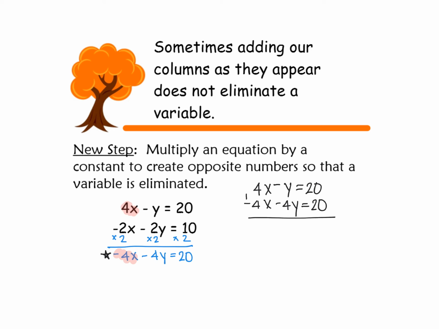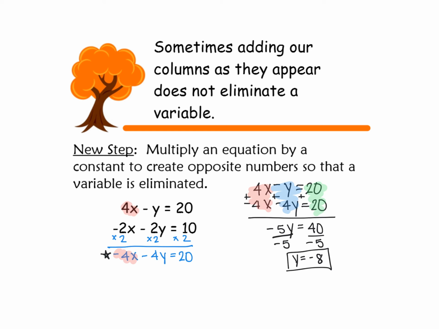Just like before, I want to add the columns. So I'm going to add these x's, I'm going to add the y's, I'm going to add the constants on the end, and when I do that, I get 4x plus negative 4x, so the x's cancel out. Negative y plus negative 4y, so that's negative 5y, and 20 plus 20, which is 40. Dividing both sides by negative 5, I'm going to get y equals negative 8.